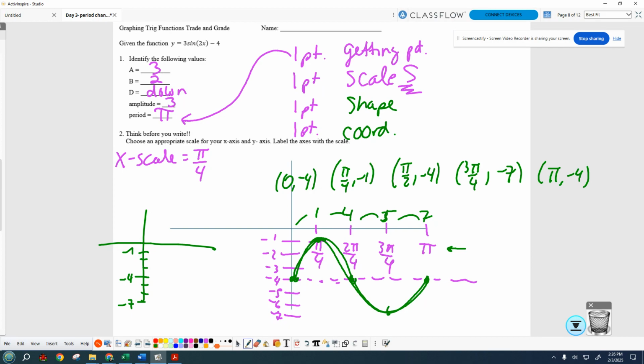Any other questions on like how picky we should be? Because I am kind of a pain. It's 4 points to get all of this, so pulling out the period, knowing how far that is, then getting the scales on the graph, getting the general shape, and then getting coordinates.